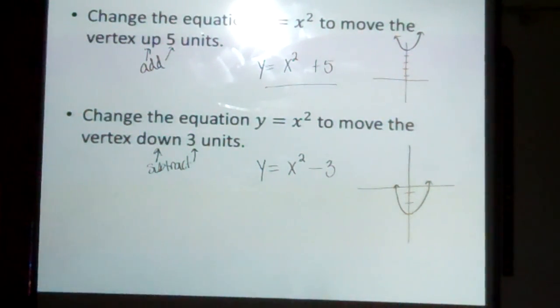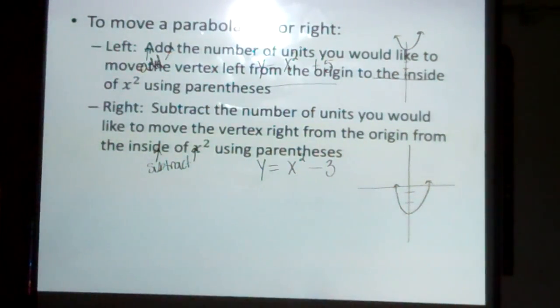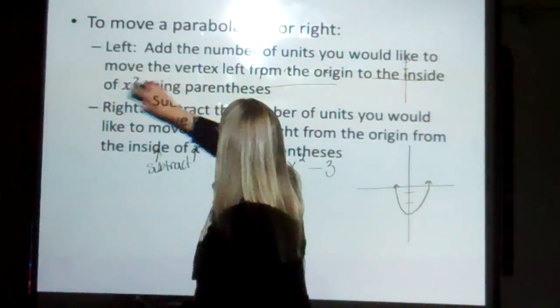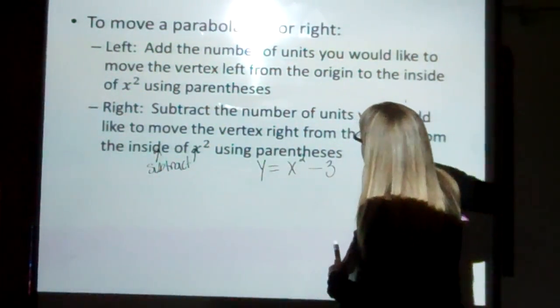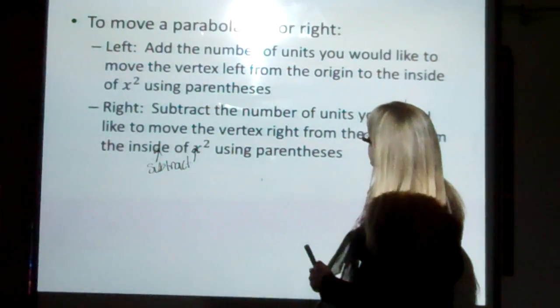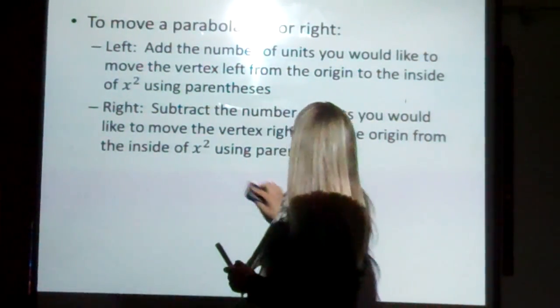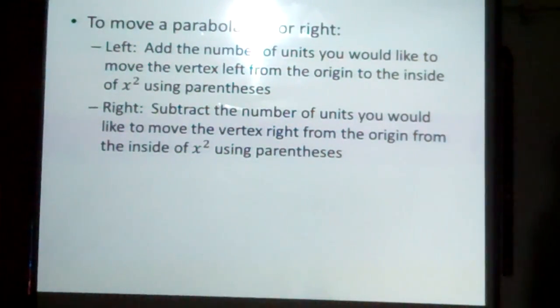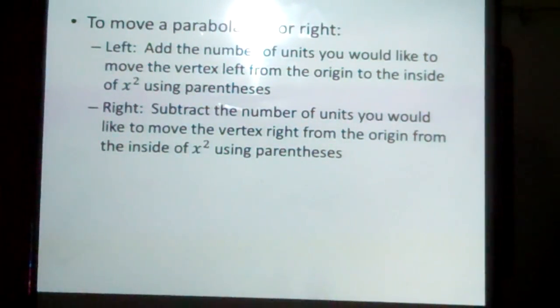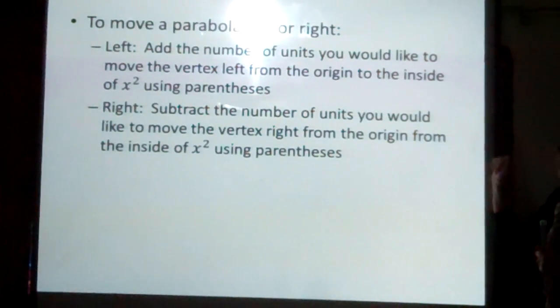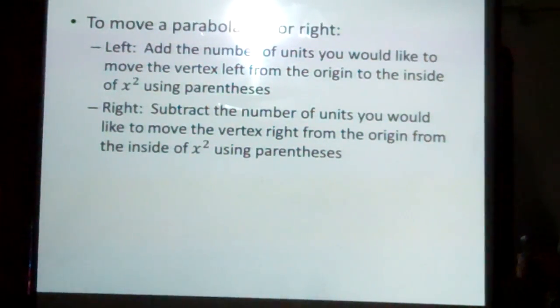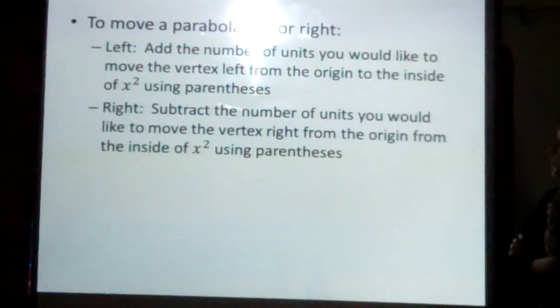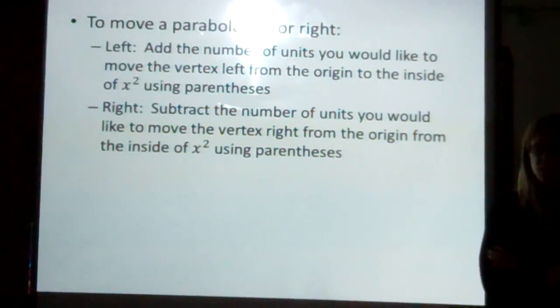Now, let's talk about moving left and right. Left and right is slightly different. It's kind of the opposite of what you think it should be. To move a parabola left, you're going to add the number of units you would like to move the vertex left from the origin to the inside of the x squared, using parentheses. If you would like to move the parabola right, you subtract the number of units you would like to move the vertex right from the origin in the inside of the x squared, using parentheses.